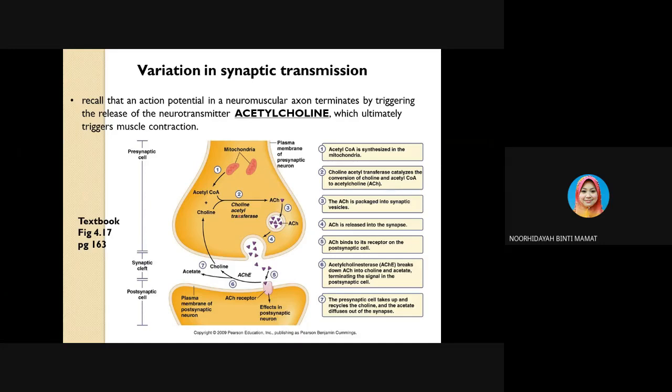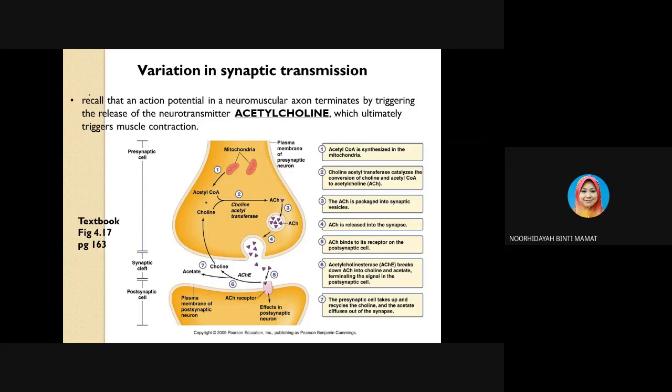You also learned about the transmission of signals across the synapse, which involves the presynaptic cells, postsynaptic cells, and also the synaptic cleft. If you still remember, we also learned about the transmission at the neuromuscular junction that releases acetylcholine. That is the subtopic we learned in the previous lecture. Now we move to another subtopic, still in neurophysiology, the neuron function and structure. This is the variation in synaptic transmissions.